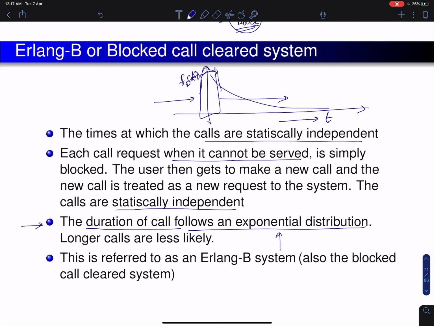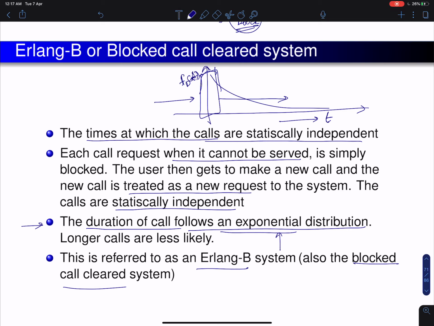So this system, where the call durations follow an exponential distribution and the time of arrival of the calls is statistically independent, and each call, when it is blocked and the user makes a new request, is treated as an independent event compared to the previous event. Okay, such a system is what we call an Erlang B system. It's also called a blocked call cleared system. So anytime you're blocking a call, you just clear it out from the memory, you don't retain it.